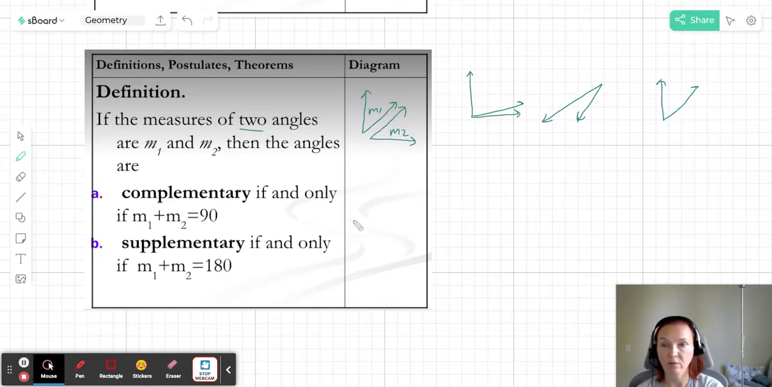They complement each other. They're like, hey, you look so pretty. And the other one is like, oh my gosh, thank you, you look so pretty too. They complement each other. Okay, not complement.